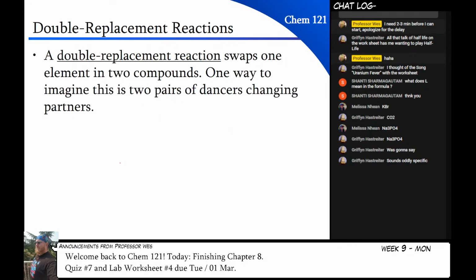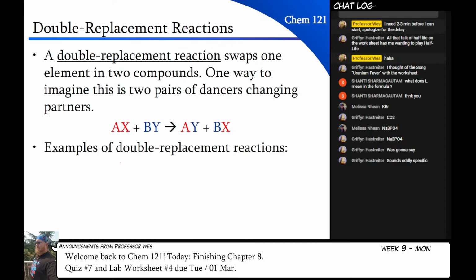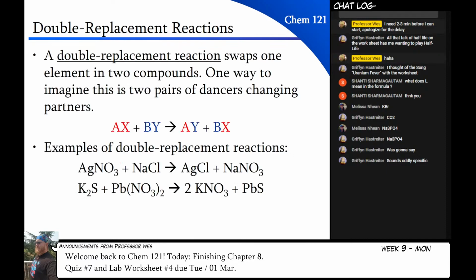And then for double replacement would be something like this. So here I'm going to swap A and B. And so we'll do that here. So this and this swap. And you can see that I end up with a different result. And then down here, this and this swap. And I end up with a different result too.